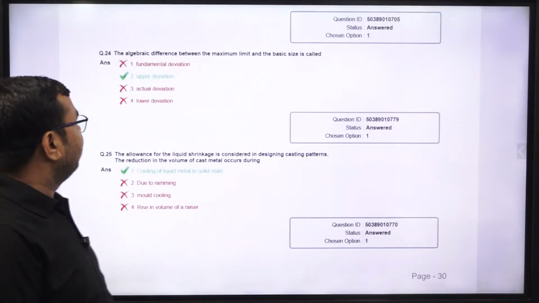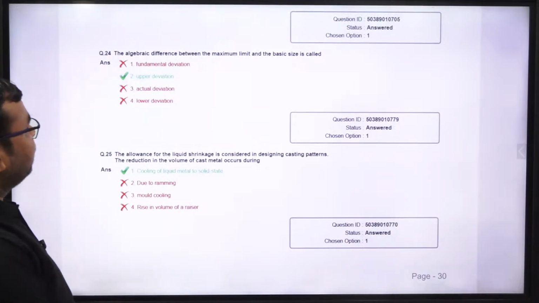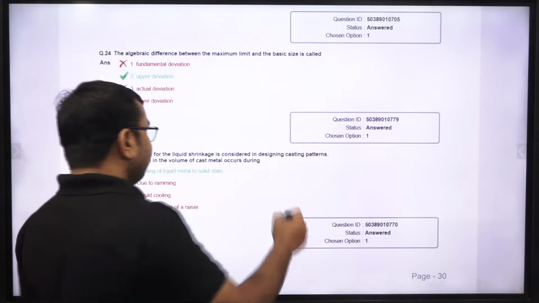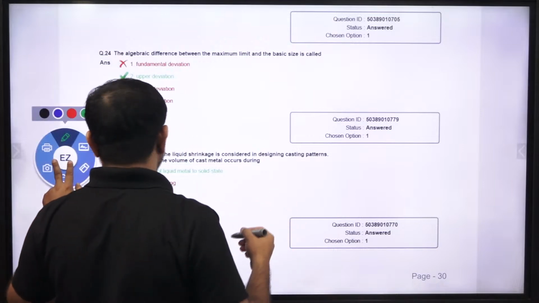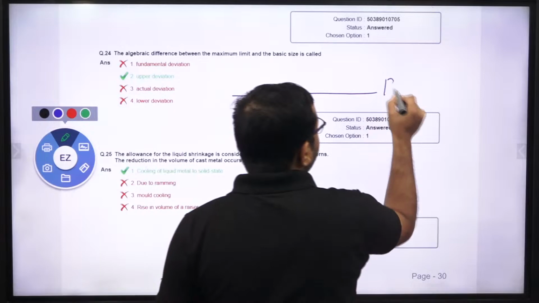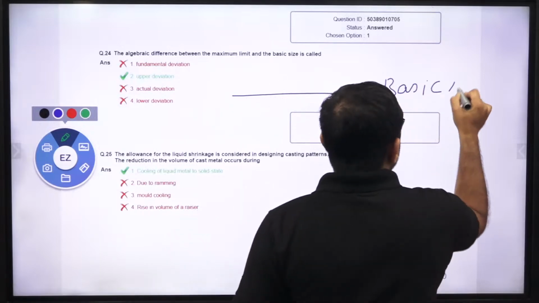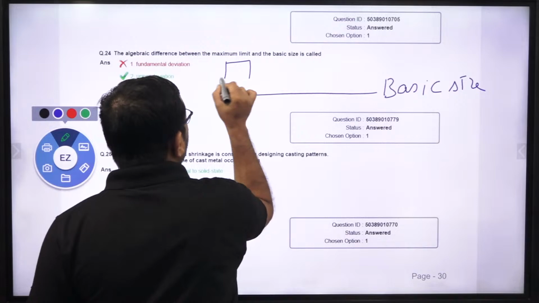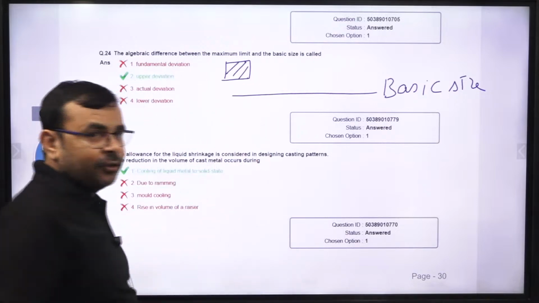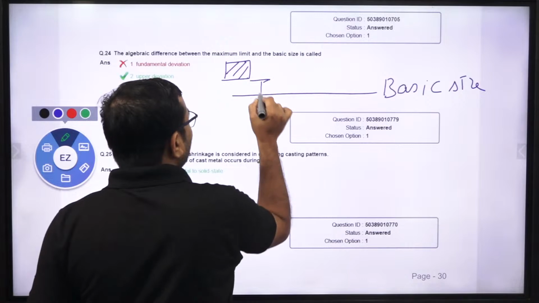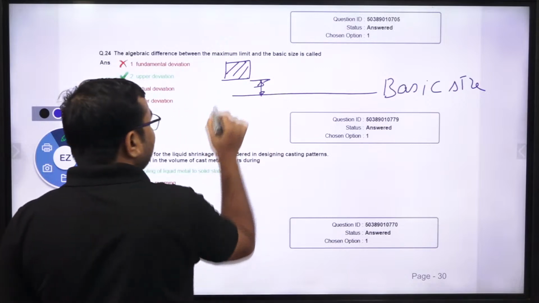That is question number 24. The algebraic difference between the maximum limit and the basic size is called the algebraic difference. You can see here, if I say this is the basic size, yes or no? And if you have a hole whose tolerance looks like this, this is the tolerance zone. Yes or no, in the hole? So this is called the lower deviation.